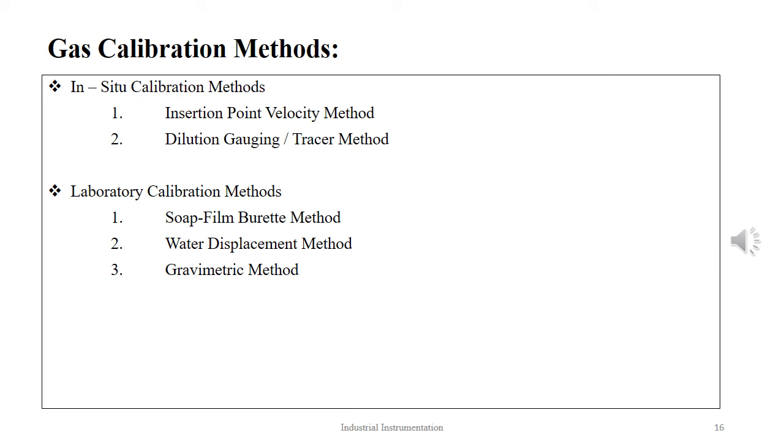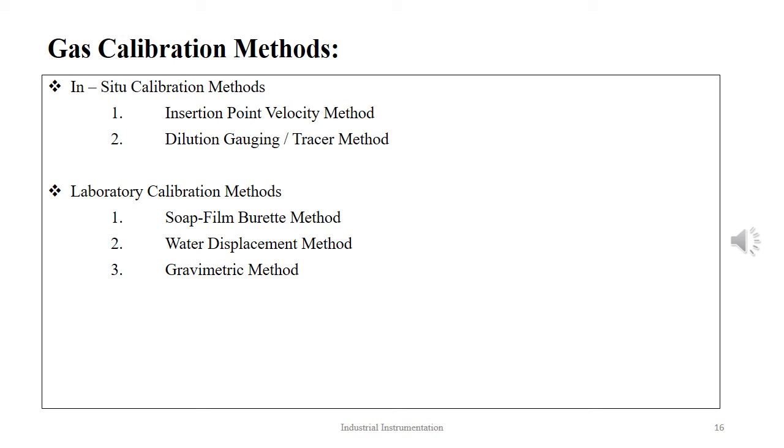When we are dealing with gas flow, the calibration methods again come under two categories, in situ and laboratory. The in situ calibration methods are the same, that is insertion point velocity method and dilution gauging or tracer method. In the laboratory method, there are three types, foam fill burette method, water displacement method, and gravimetric method.